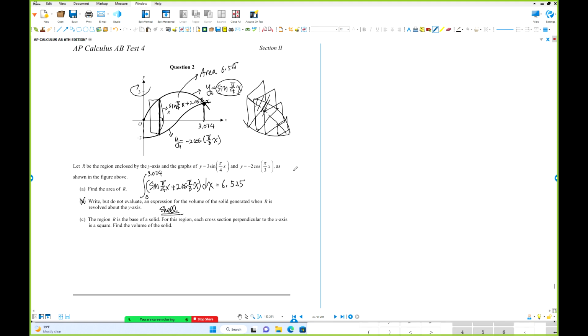So I'm going to find this area. We take the integral from 0 to 3.074, up to here, where we're going to build this square. The base is this one. The area is base times the same length; base and height are the same length. So the base is sine pi over 4x plus 2 cosine pi over 3x, squared, and dx. That is the volume of this solid.